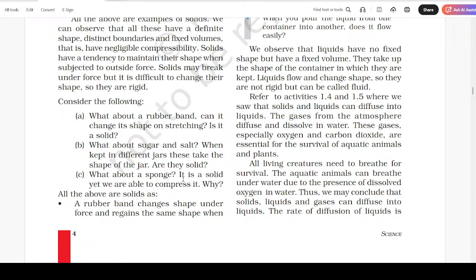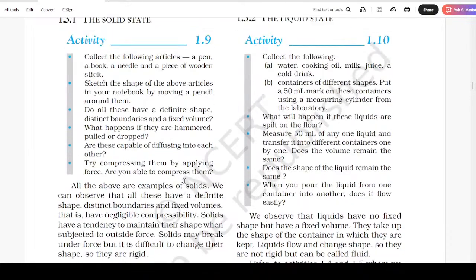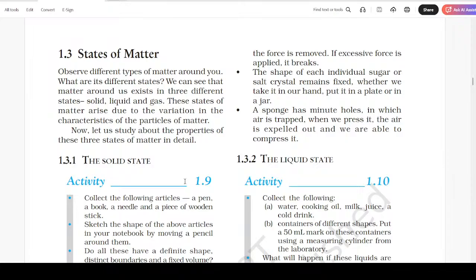Why? All the above are solids. A rubber band changes shape under force and regains the same shape when the force is removed. If excessive force is applied, it breaks. The shape of each individual sugar or salt crystal remains fixed whether we take it in our hand, put it in a plate, or in a jar. A sponge has minute holes in which air is trapped. When we press it, the air is expelled and we are able to compress it.